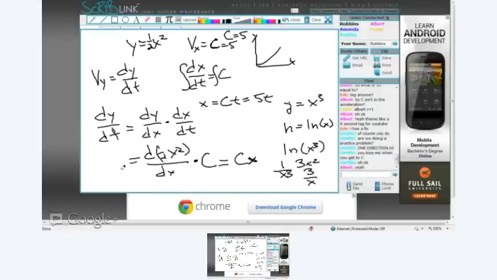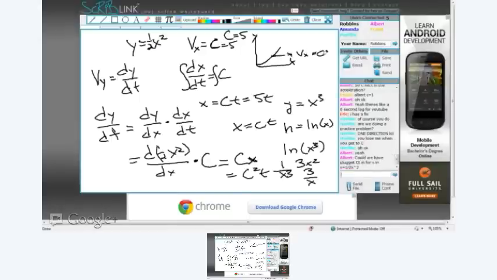And we know that x is equal to c times t. So you could do that, but again, depending on the question, it's enough to say that it's just c times x. And you could put that in here. So if we had our Vx equals c, and Vy equals Cx.